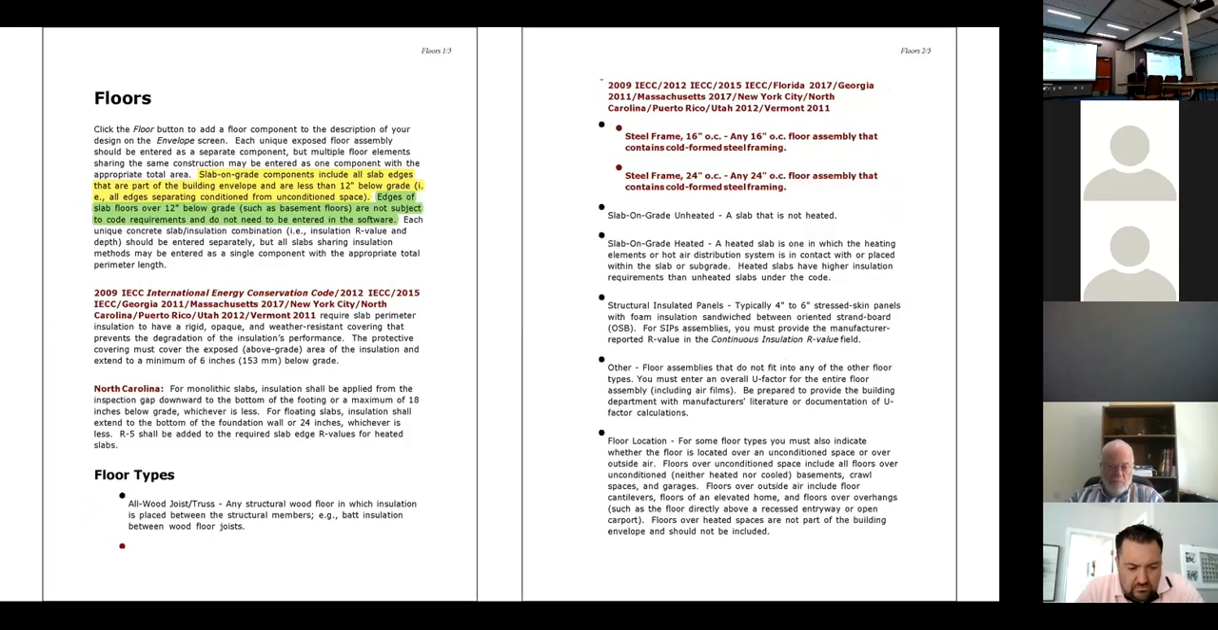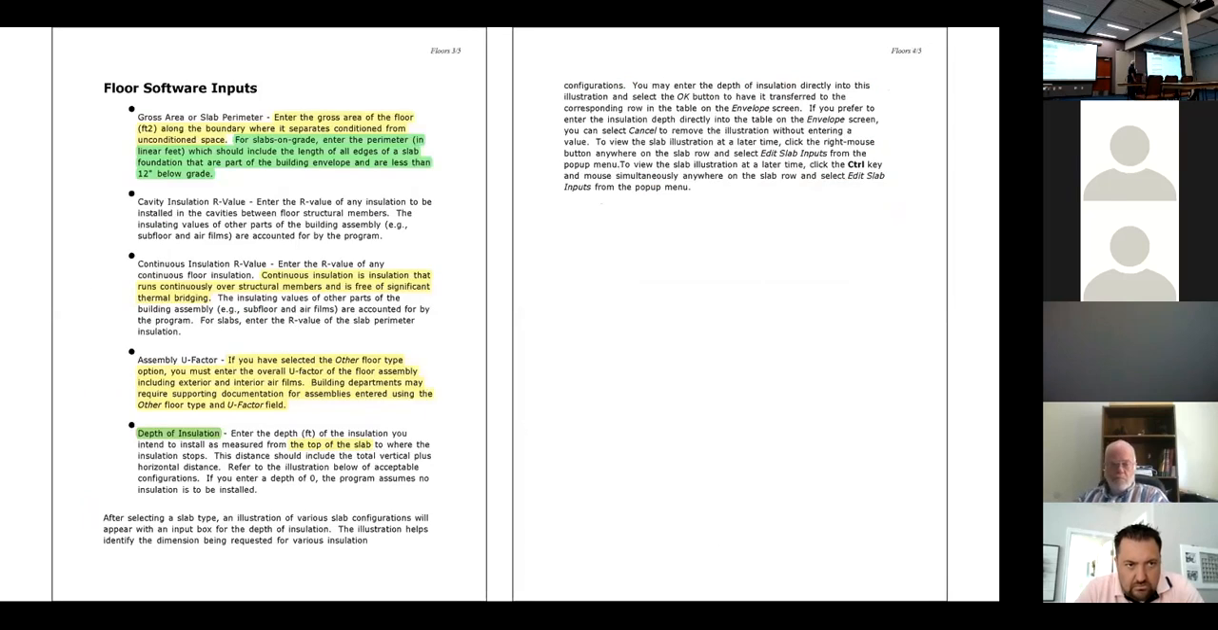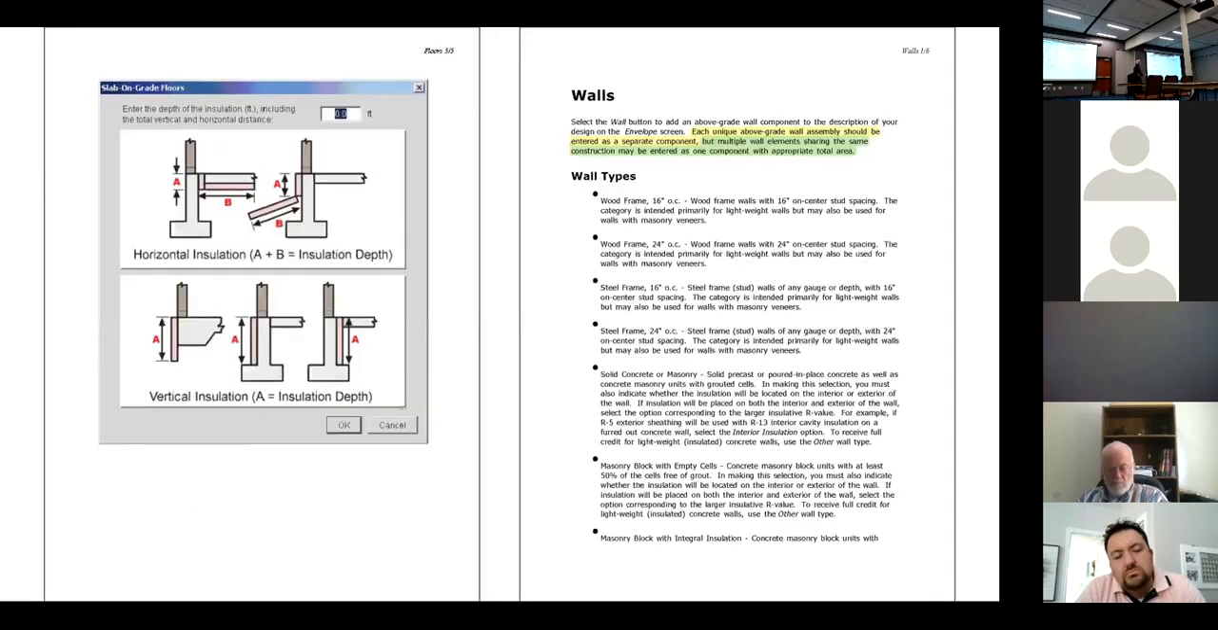Floors, talks about slab on grade floors. What is slab on grade? Less than 12 inches below grade. Gross area of the floors, continuous insulation. That's where that comes from. Assembly U factor discusses that depth of insulation. If you're slab on grade, the perimeter insulation has to come to top of slab, like this.